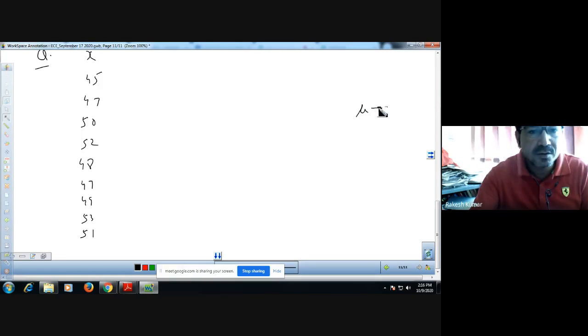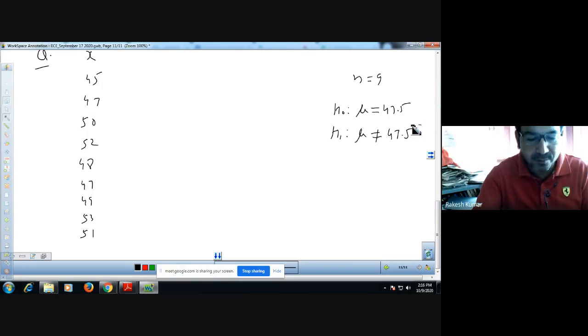Differ from assumed mean. You can say that this is the null hypothesis, that the mean of the population is 47.5. It is clear that it has 9 items, 1, 2, 3, 4, 5, 6, 7, 8, 9. So the sample size is 9. Clearly it is a small sample. The alternative hypothesis can be mentioned, which is mu not equal to 47.5.